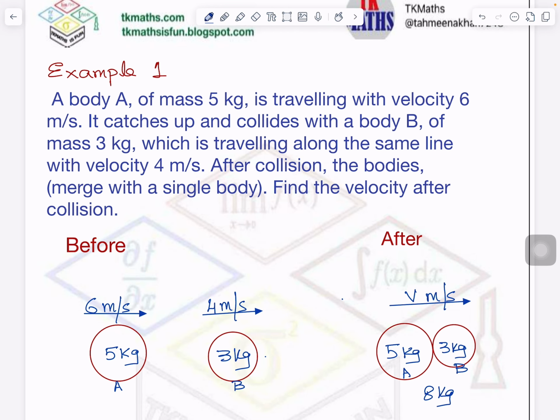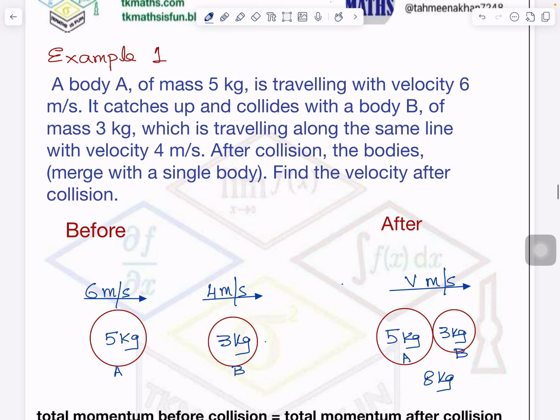A body of mass 5 kg. By the way, like I said in the previous video, after reading the question, I always put it in diagram form. It's easy to understand, and I would recommend the same to you. You also do the same thing.